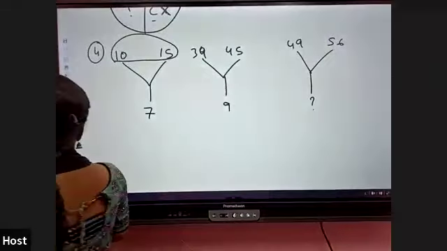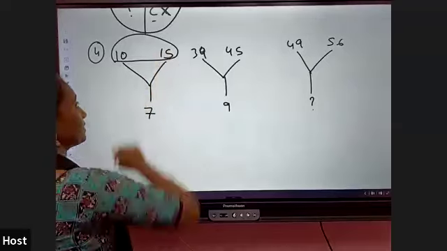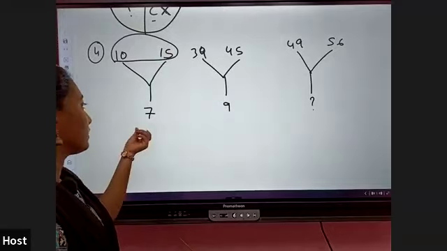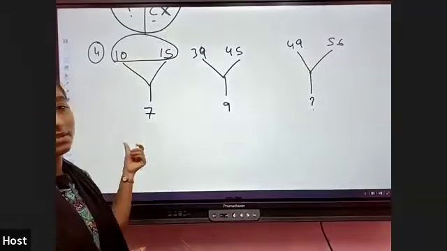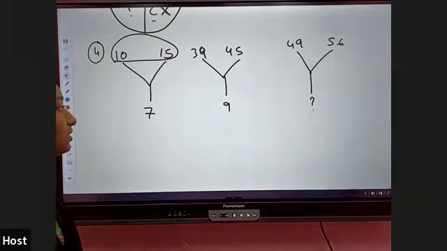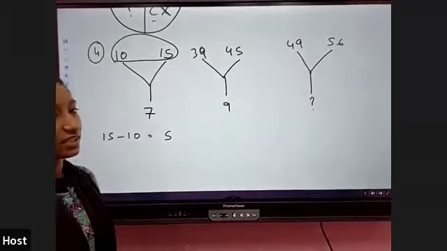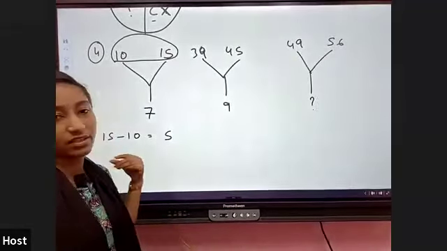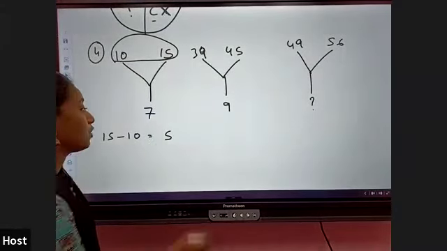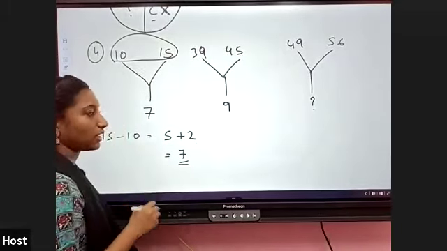So coming to this question, 10, 15, 7 is given. So here 10 plus 15 is 25. There is no near value to 7. So let us do subtraction. 15 minus 10, how much? 5. So there is a nearest value to 7. The values 5 and 7 are near. So by adding 2 to the 5, the answer will be 7. Okay.